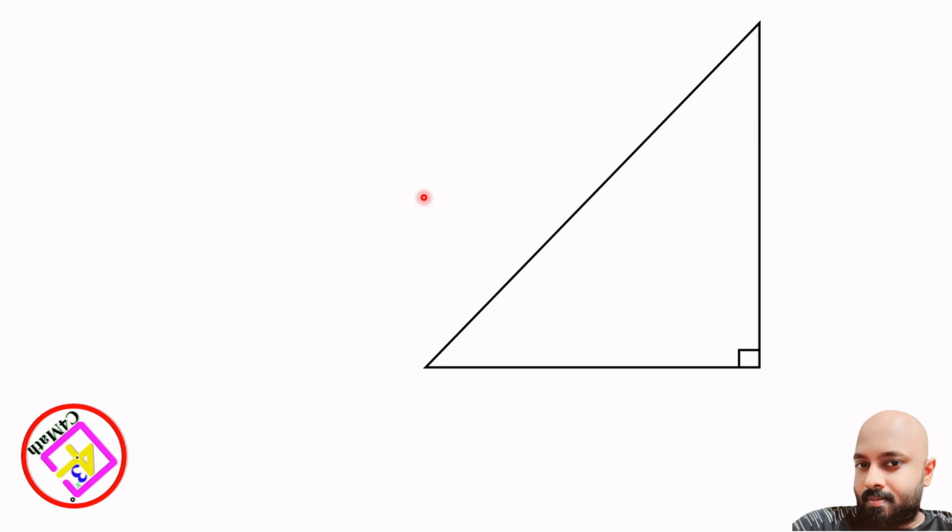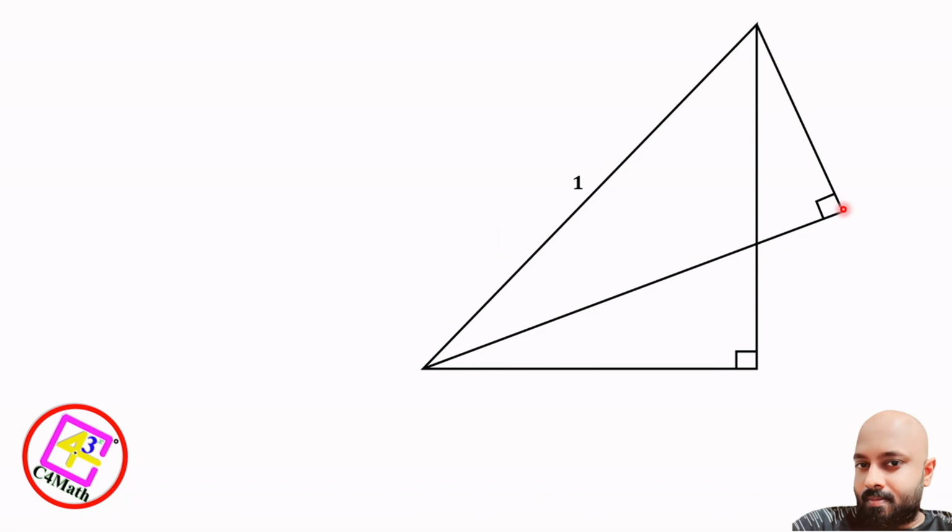Here, first we can take one right angle triangle with hypotenuse 1 unit. Then draw another right angle triangle using the same hypotenuse. That means the right angle triangle's hypotenuse is also 1 unit, the same 1 unit. We can draw it like this.